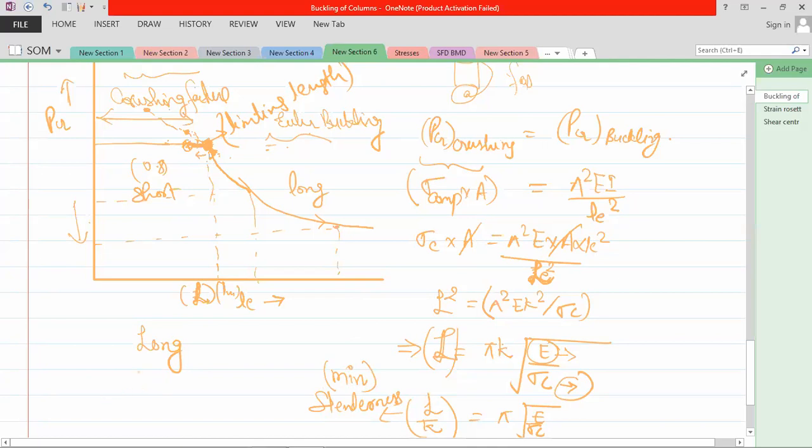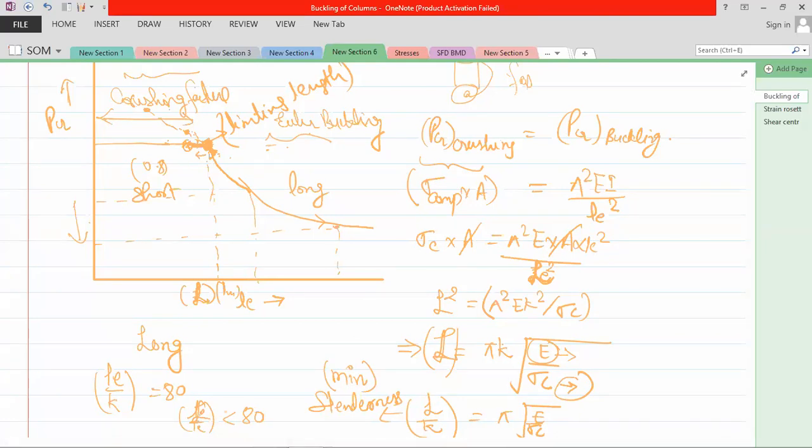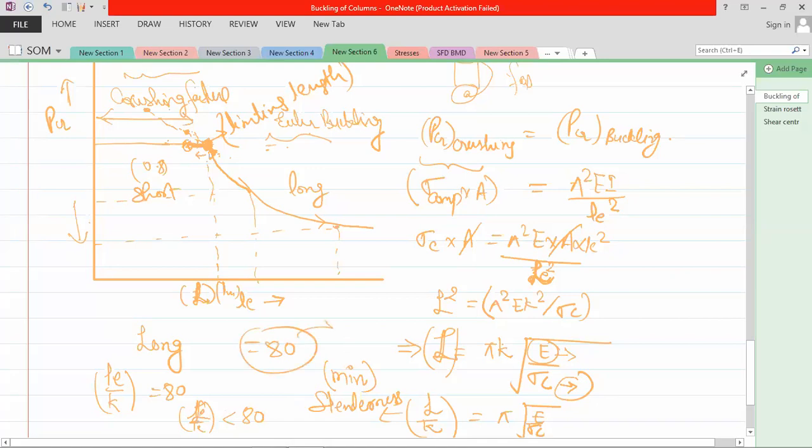I'm giving you an example: for mild steel, the slenderness ratio is 80. What is the meaning of that? If your slenderness ratio L by K is less than 80, then you are not going to apply Euler buckling. You are going to apply only the short column conditions, that is the crushing failure. And if your slenderness ratio is greater than 80, then you are going to apply Euler buckling. Now, one condition left. What if the value is equal to 80? If equal to 80, you can go either with crushing failure or buckling. Both will result in the same length, or both will result in the same critical load.